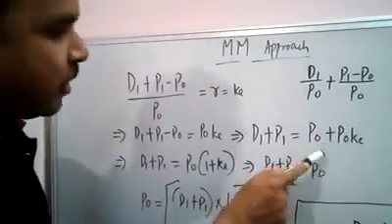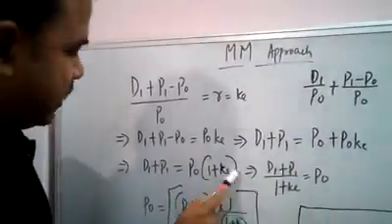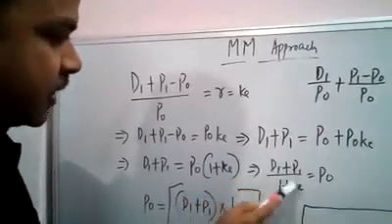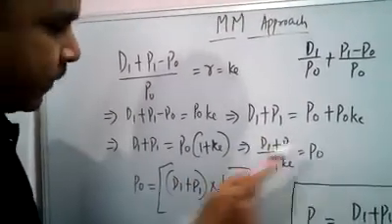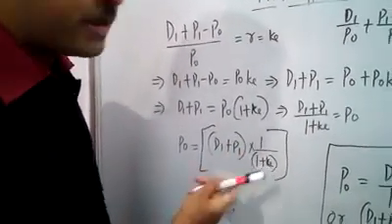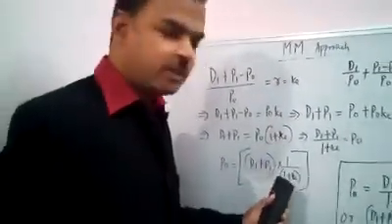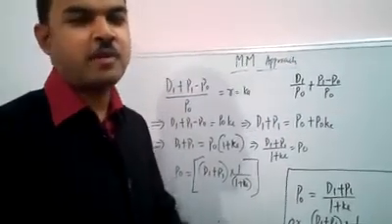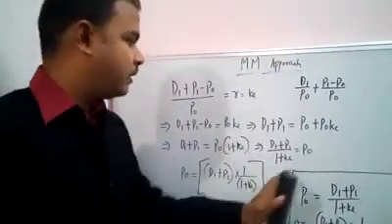Here D1 plus P1 is equal to P0. You take P0 as common, and 1 plus K. Now here D1 plus P1, you divide this by 1 plus K, and it will be P0. So P0 is equal to D1 plus P1 divided by 1 plus K. This is how it is derived. This is one of the derivations of the formula.